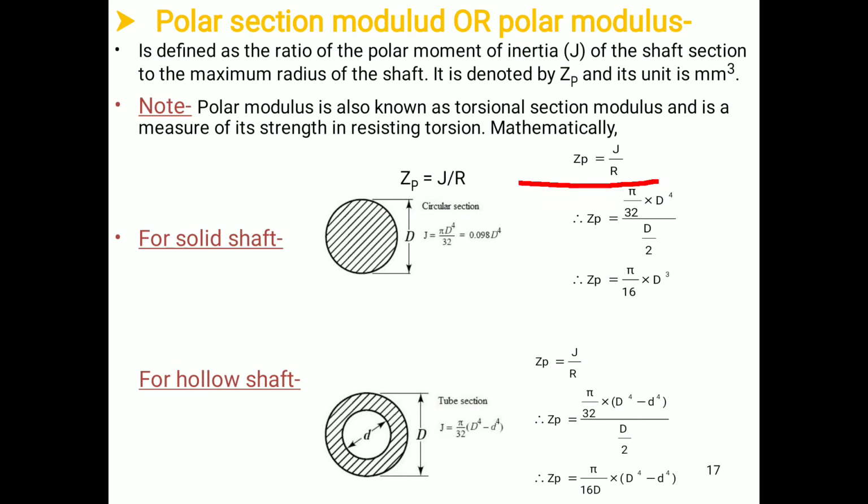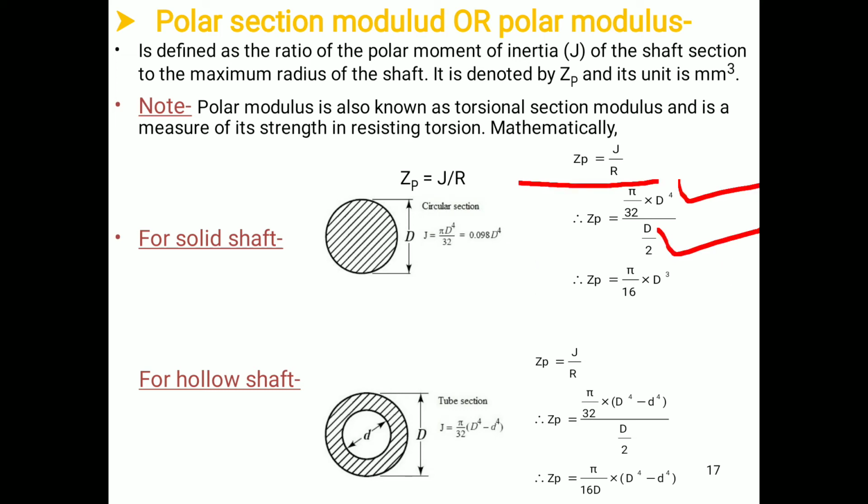Therefore, J is pi by 32 D raised to 4, upon the radius, which in terms of diameter is given by D by 2. So pi by 32 into D raised to 4, whole upon capital D by 2, will become Zp equal to pi by 16 D cube. This is the value of polar section modulus for the solid shaft.